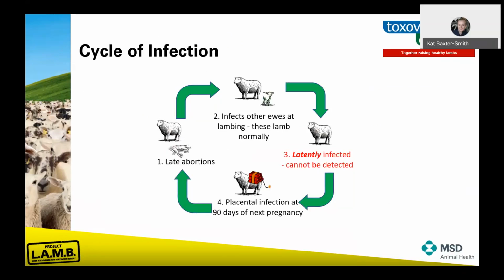How does it then cycle round? So as I said, we get these late abortions. Other ewes will come over and sniff that and get infected. They lamb normally. So this is the trick of the disease. The sheep lamb normally, and there is no sign to show that they've been infected. They look completely normal. However, they are latently infected. So they have this latent infection, which they carry with them till the next pregnancy. And at the next pregnancy, this placental infection occurs, and then they abort the next year.